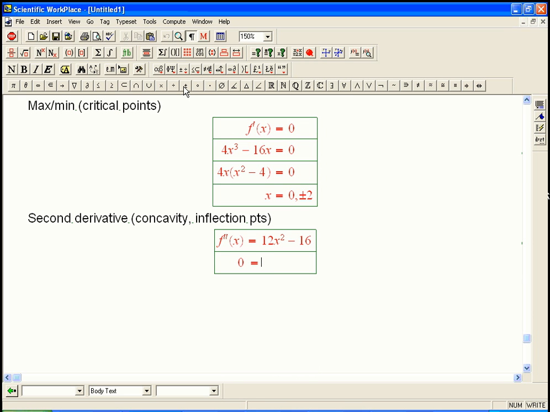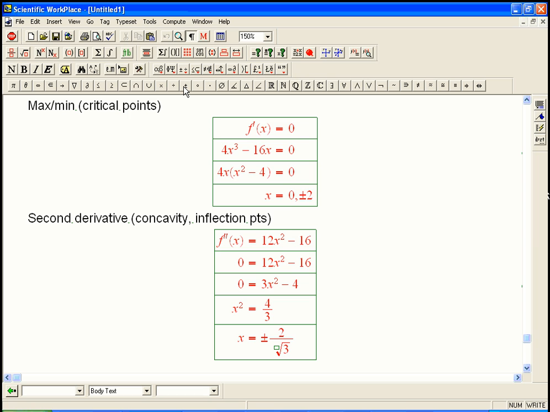If I look at the zeros of that, let's see, a 4 factors out again, and so 0 equals 3x squared minus 4. X squared is 4/3. X equals plus or minus, surprise, surprise, 2 over root 3. You can rationalize that if you want, but it's not too important. Okay, so that's where the interesting points are.